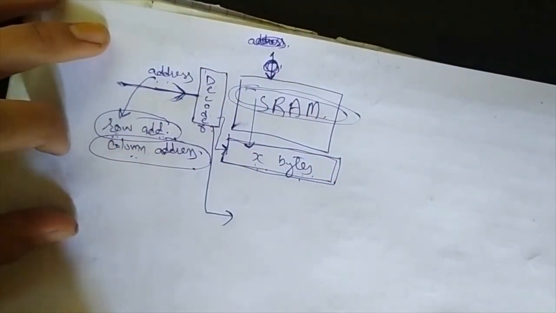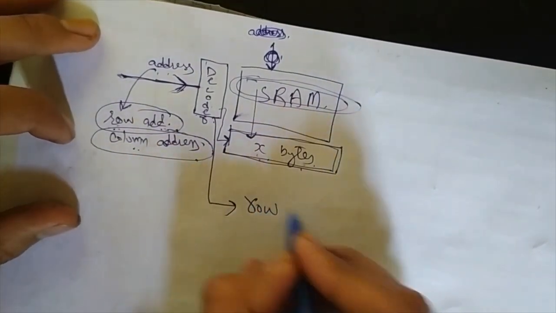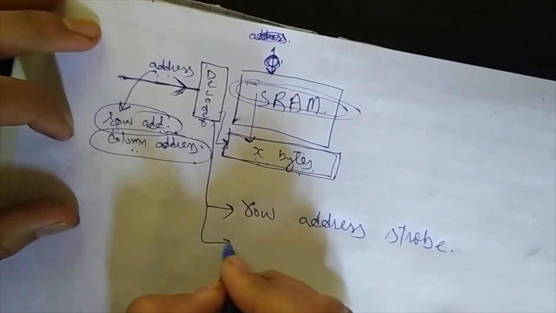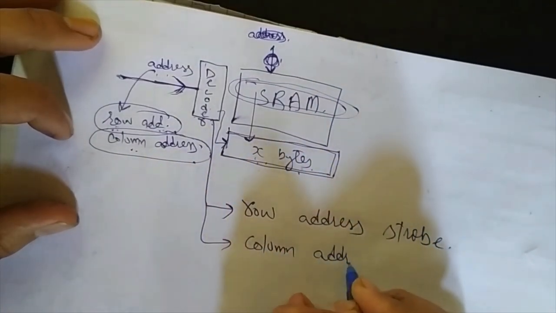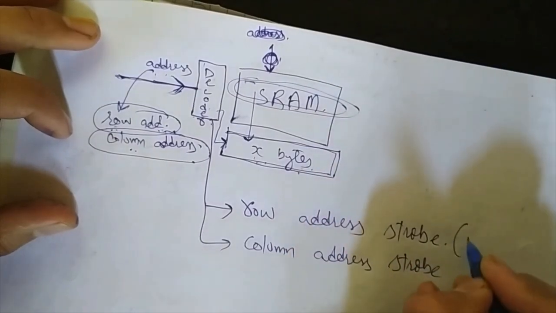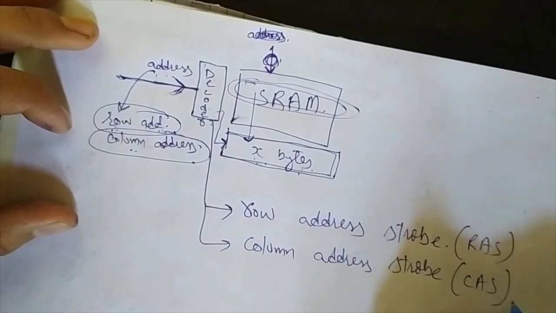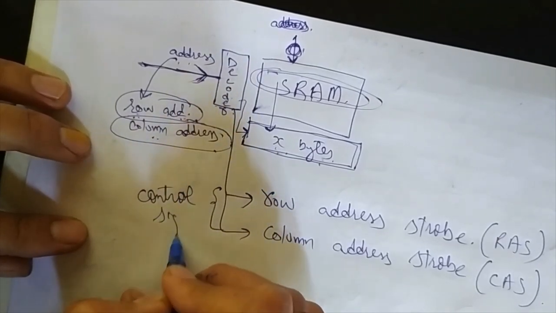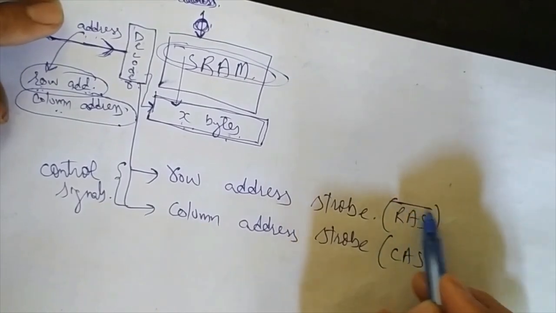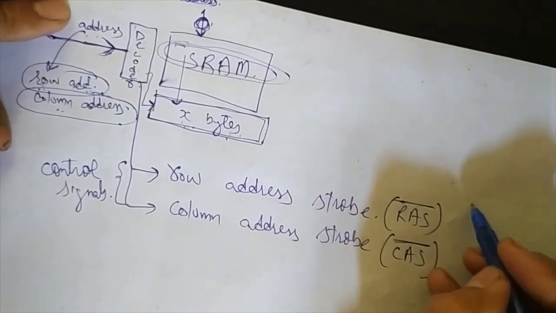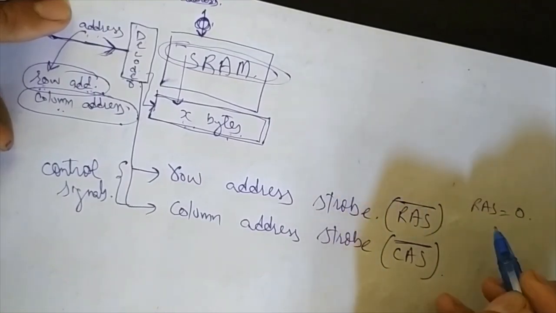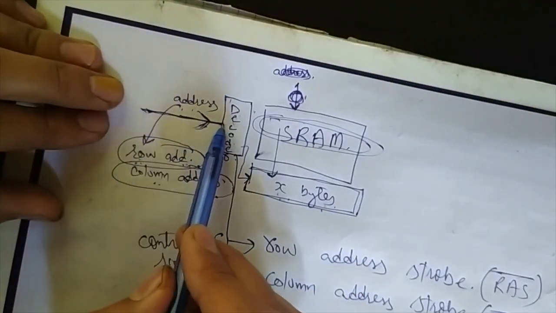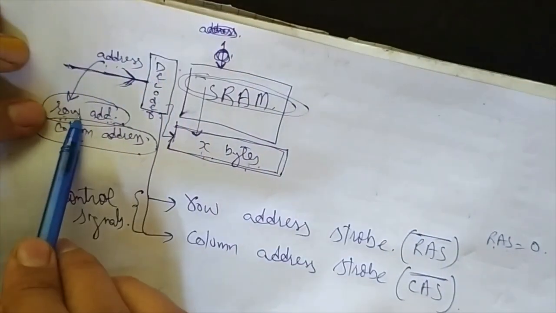So the decoder differentiates between the row address and column address using two control signals. One control signal is called row address strobe, and another signal is called column address strobe. RAS, this is CAS. These are the two control signals, and basically both are active low signals. Active low means if the RAS signal is zero, the decoder understands that the address that is coming is the row address. If it is one, that means it is not the row address.